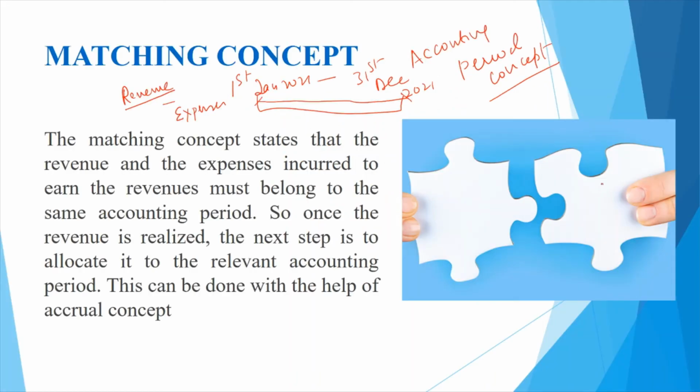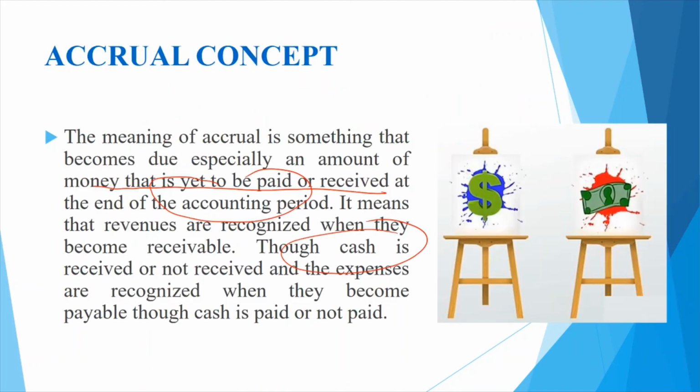I hope you are able to understand and see the connection between the concepts: the accounting period concept, which we discussed in the previous session, the accrual concept, and the matching concept. These three concepts are interlinked. As I mentioned, we prepare accounting on the basis of the accrual concept. There is a concept of cash accounting also, but across the globe we always follow accrual accounting. We do not follow cash accounting.